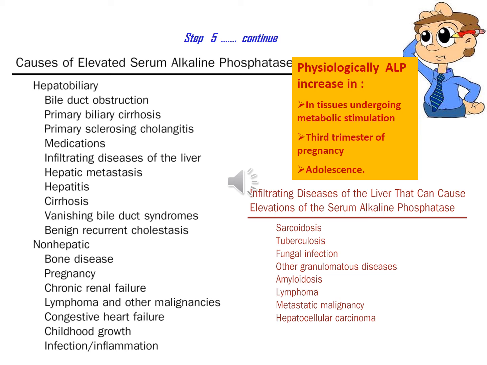Another point in the differential diagnosis of raised alkaline phosphatase is infiltrative disease infiltrating the liver tissue, like sarcoidosis, tuberculosis, fungal infection, other granulomatous diseases, amyloidosis, lymphoma, metastatic malignancies, and hepatocellular carcinoma. All infiltrating diseases of the liver can raise the alkaline phosphatase.